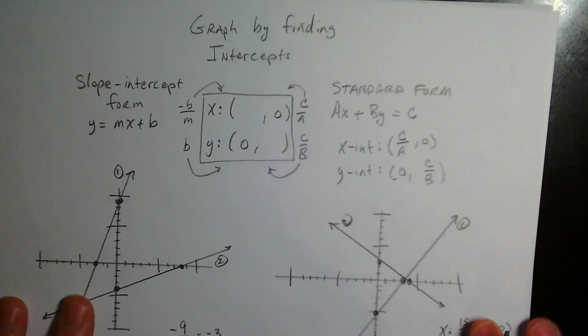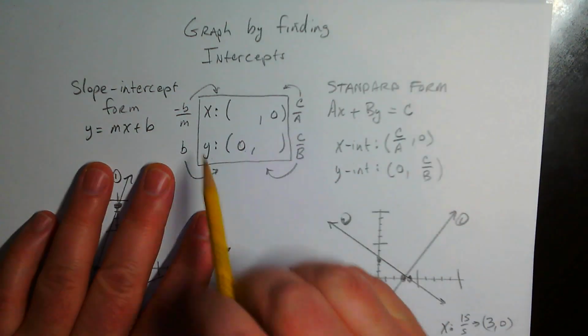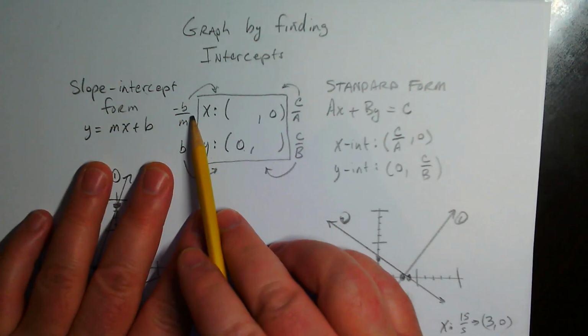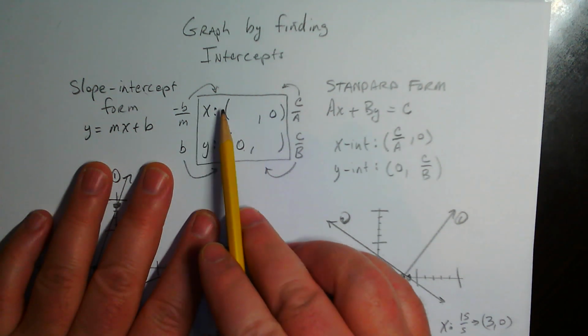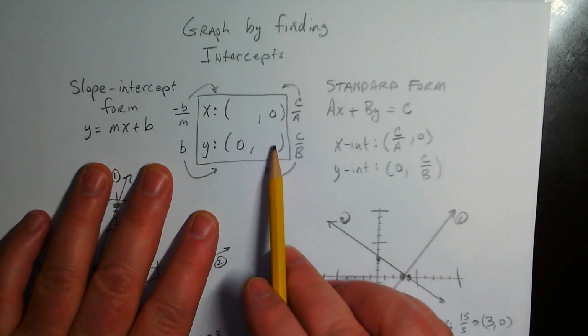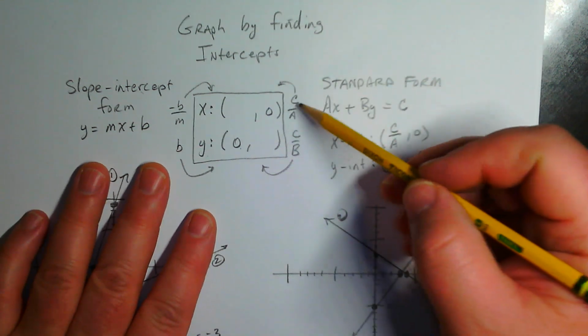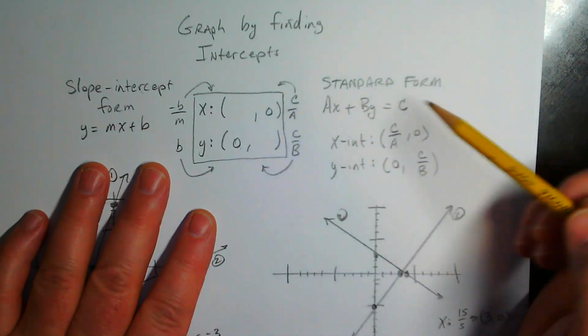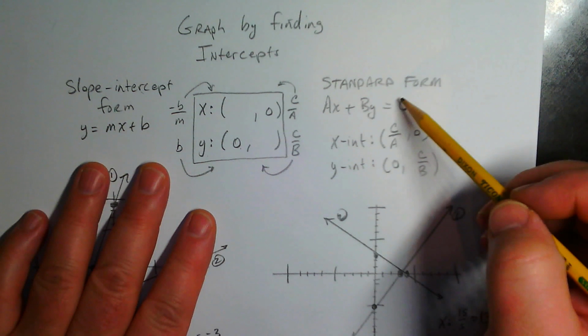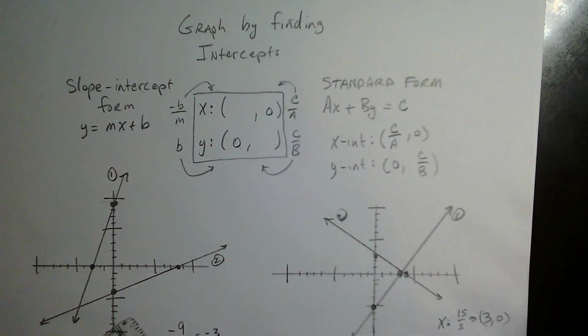So anyway, I hope this has been helpful. That's your key right there. Here's what it means. If you're in slope-intercept form, that right there is your shortcut for the x-intercept. B is, of course, the y-intercept. If you're in standard form, C over A is your x. C over B is your y. Boom, you're done.